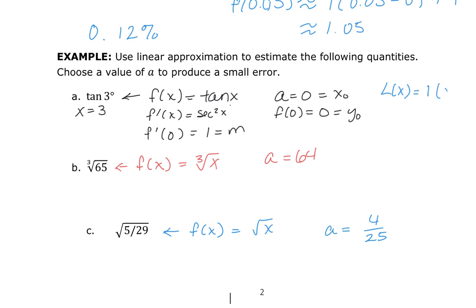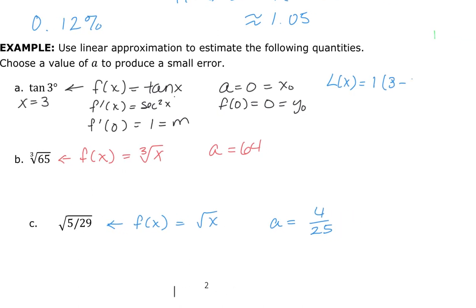My x is 3. My x naught was 0. And then plus my y naught, which is 1 for that one. Going through this, we're going to do f prime of x, which is going to be 1/3 x raised to the negative 2/3. F prime evaluated at 64 is going to be 1/3, and I have 1 over the cube root of 64, and then that quantity squared.